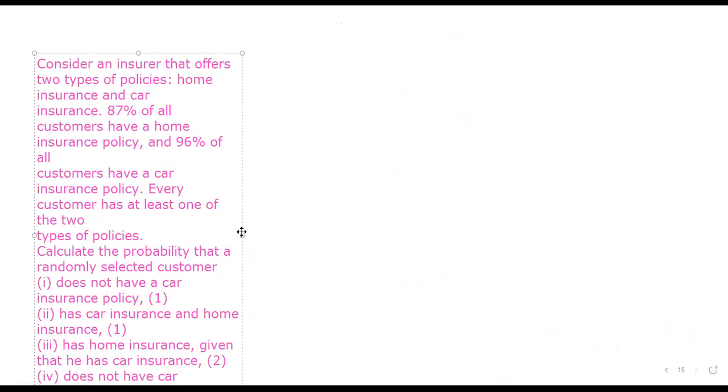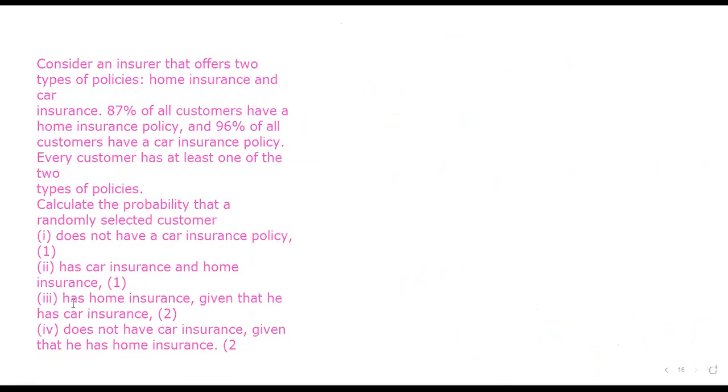Sorry, read the question again. Part number 3. What is the probability that the customer has home insurance given that he has car insurance? What are they asking for? Conditional probability of what? Having home insurance, given car insurance. The slash means given car insurance.